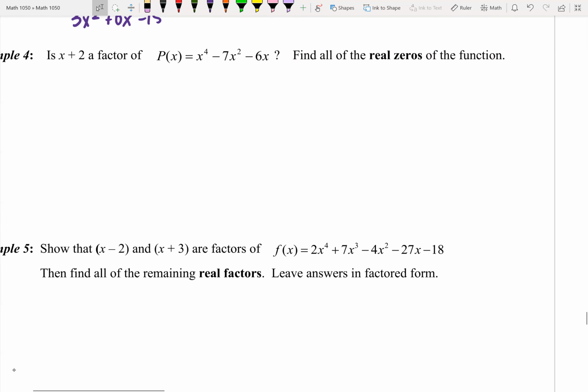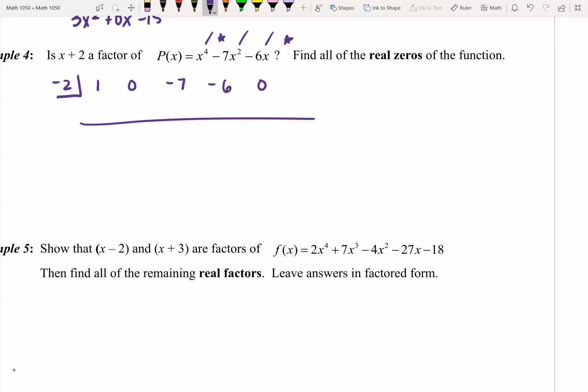Who says I understand? Okay, great. Okay, example 4. Is this a factor? And then find all of the zeros, okay? So what we're going to do is you're going to set x plus 2 equal to 0, and you're going to get a negative 2. And then look at your exponents, guys. You have a 4. You're missing the 3. You've got a 2 and you've got a 1, and you're missing the constant. So you have to go 1, and then a 0, and then a negative 7, and a negative 6, and a 0. So I had a couple of zeros I had to fill in. And yes, I want you to have a 0 constant. Okay, I want you to have a constant. So if it's not there, fill in a 0.